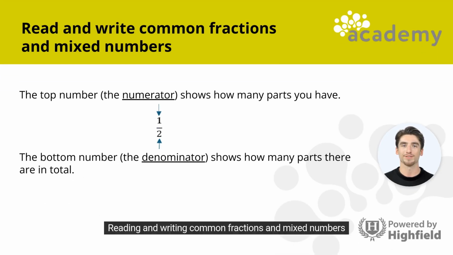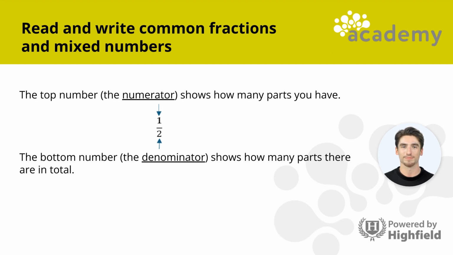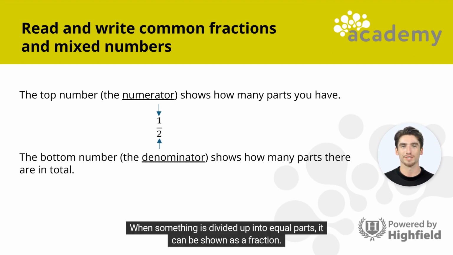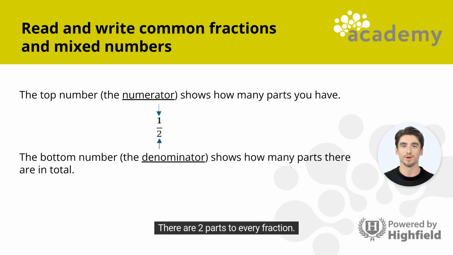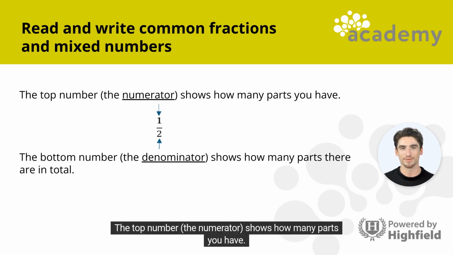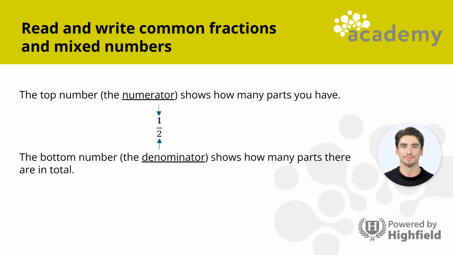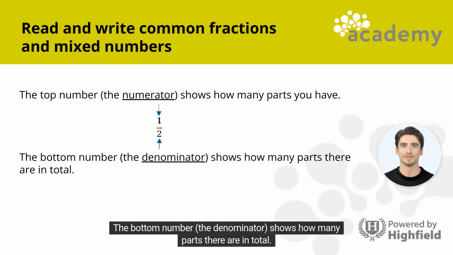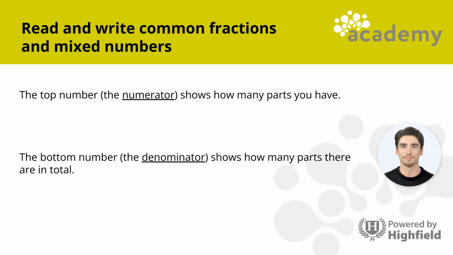Reading and writing common fractions and mixed numbers. When something is divided up into equal parts, it can be shown as a fraction. There are two parts to every fraction. The top number, the numerator, shows how many parts you have. The bottom number, the denominator, shows how many parts there are in total.